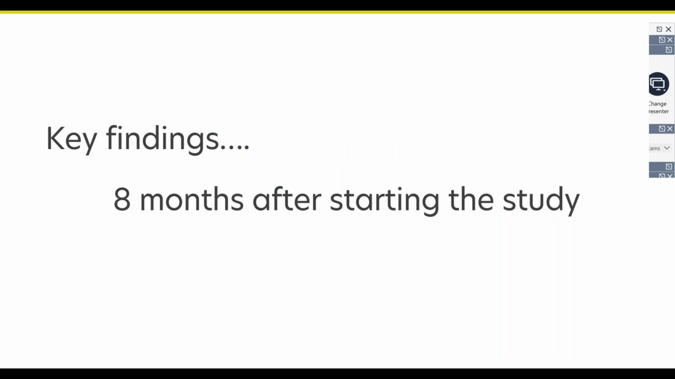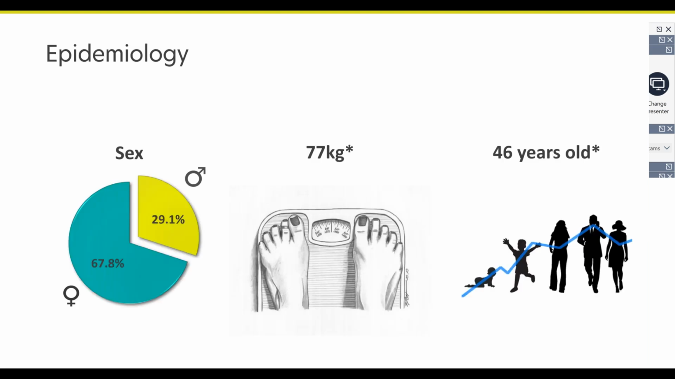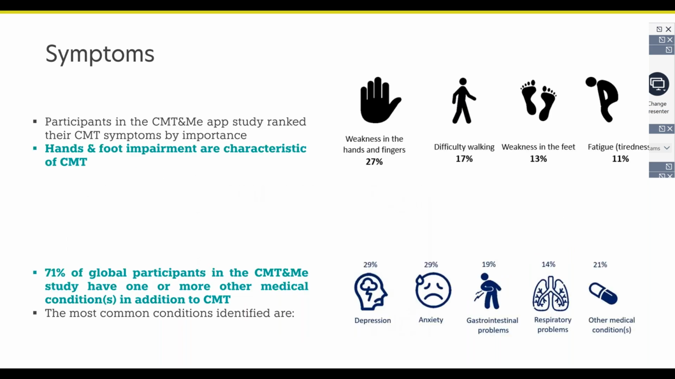So, some key findings just 8 months after the study. These come from an interim analysis that we conducted. So, epidemiology out of the study cohort: we get 67% women and the rest men, so that's a bias towards women. Average weight of a participant, 77 kilos. Average age of a participant, 46 years old, but actually we get quite a big range outside of that average, so a lot older and a lot younger as well. Those are just the average numbers presented on this page.